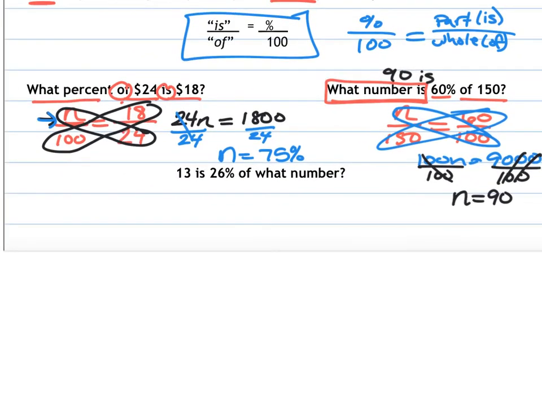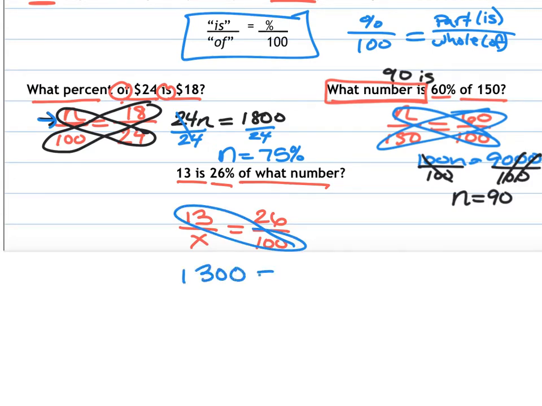All right, last one here, just me showing you, and then you have an opportunity to try some. So I'm going to write it down again. 13 is, so I know my is. 26%, that's 26 per 100, of what? Meaning I don't know my whole number. Okay, so this is about a quarter of a number. So I'm going to do my cross products. I get 1,300 is 26 times what number? And then I'm going to divide by 26 to solve for x. I used x this time instead of n, see? It doesn't really matter. And I get 50 equals x.